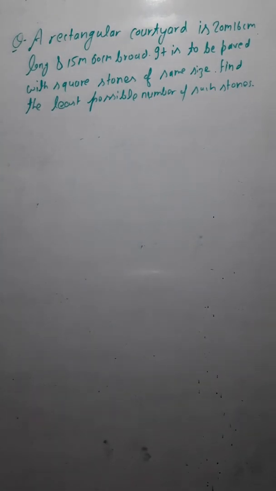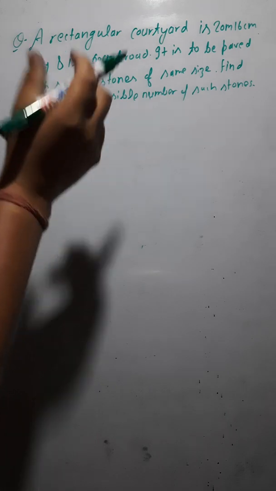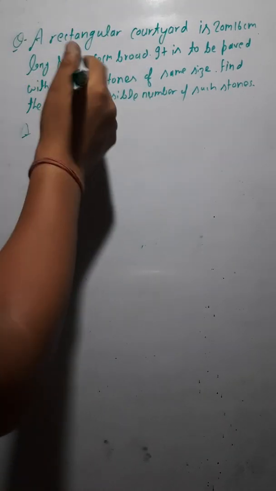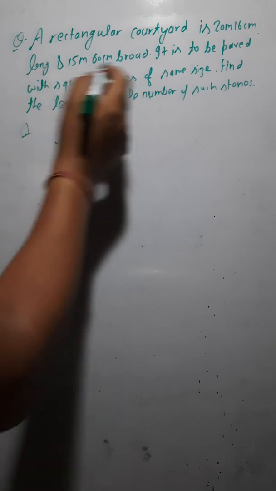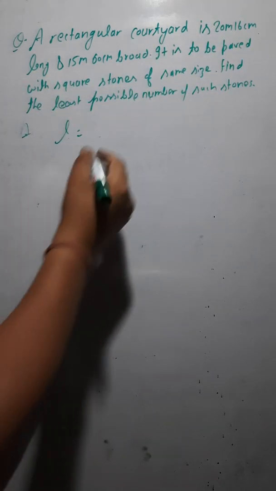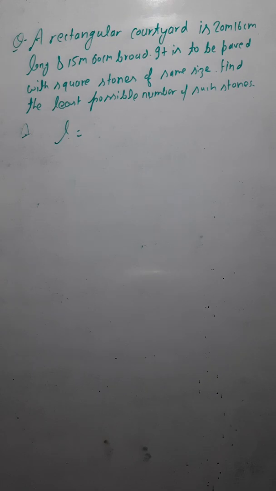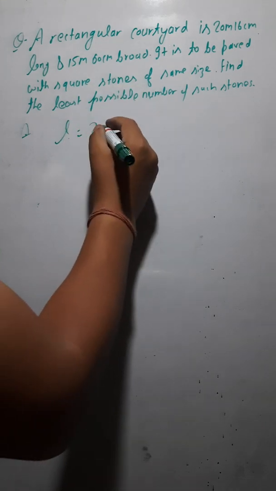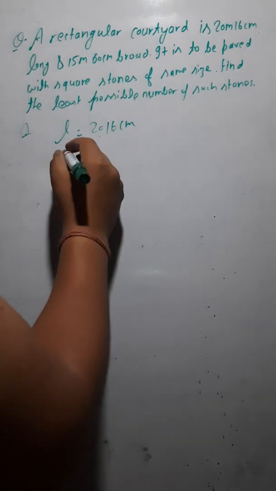Okay, let me show you now. First we are to find out the size of the stone. Let me write the dimensions first. Length is how much? 20 meter 16 centimeter. So 20 meter means 20 multiply 100 centimeter, so 2016. So you would have the length as 2016 centimeter.